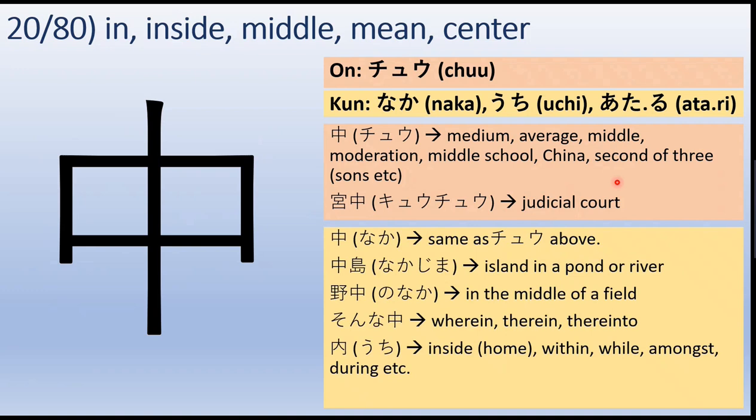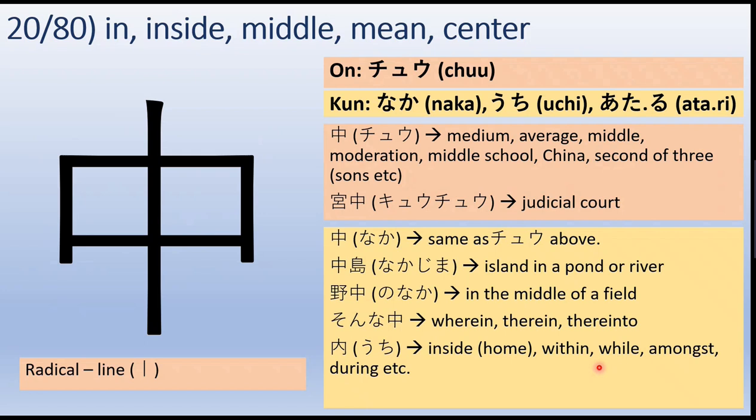In Kun'yomi, we have Naka, whose meaning is the same, that is middle or inside. Then we have Nakajima, which means island in a pond of water. We have No Naka, which means in the middle of a field. Then we have Sonna Naka, which means wherein, therein, thereinto. And we have Uchi, which means inside, home, within, while, amongst, during, etc. So for any of these, this kanji may be used.